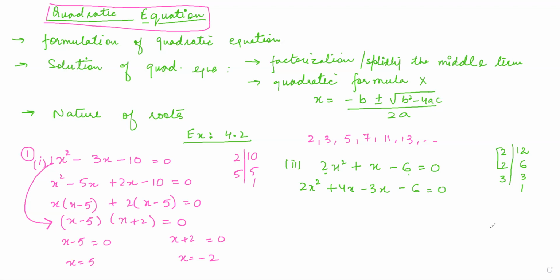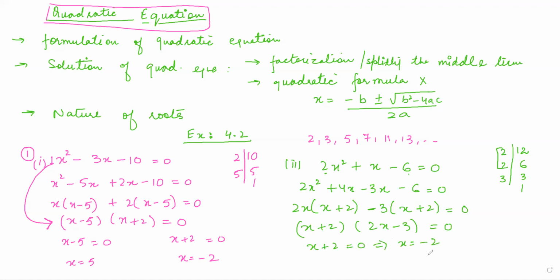Take 2x common from the first two terms, so you get x plus 2, right? Then you can take minus 3 common, then you have x plus 2, because minus is outside, so you have plus 2. Then x plus 2 common, and you have 2x minus 3 is equal to 0. So x plus 2 is equal to 0 gives you x is equal to minus 2, and 2x minus 3 is equal to 0 gives you x is equal to 3 divided by 2.